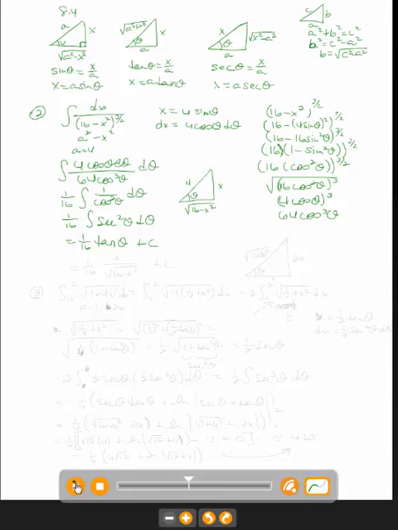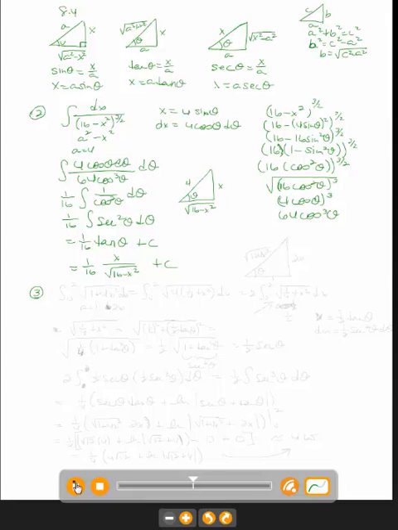So all I have to do is write this as 1/16. Tangent is opposite over adjacent, and then plus c. So now we're back in x's. So you're playing a little game here. You're going through the trig triangles, the right triangles, and then when you get done, you have to take it back out. Okay, that finishes example 2.